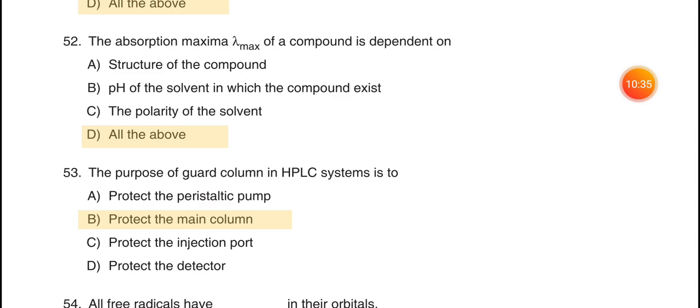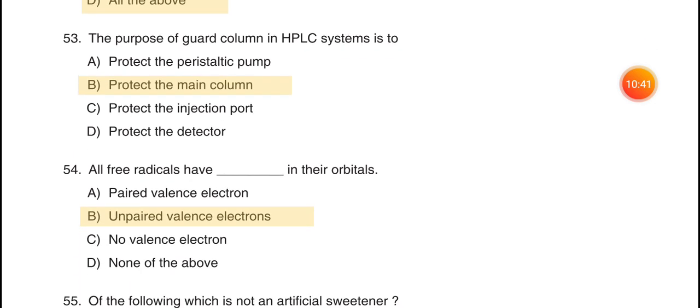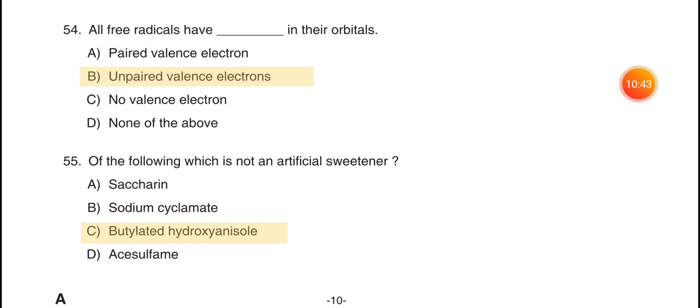53. The purpose of a guard column in an HPLC system is to, option B, protect the main column. 54. All free radicals have dash in their orbitals. B, unpaired valence electrons. 55. Of the following, which is not an artificial sweetener? Option C, butylated hydroxyanisole.